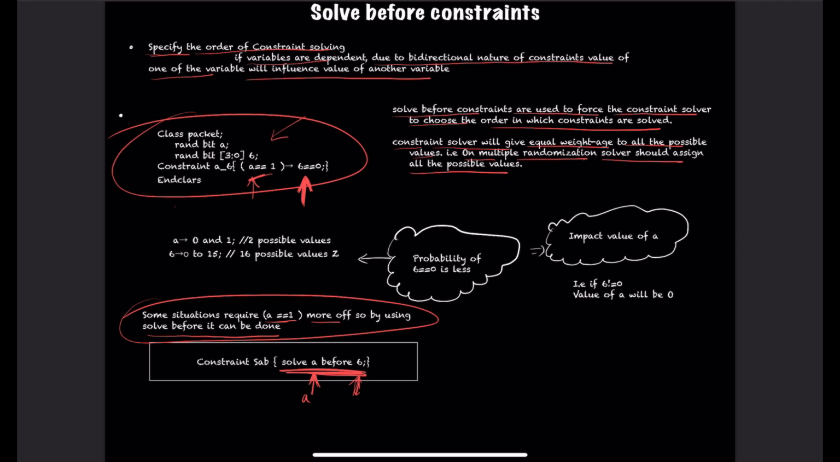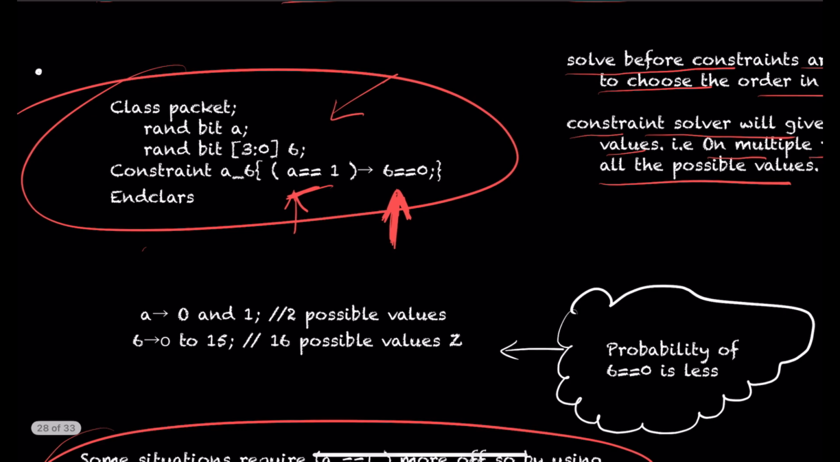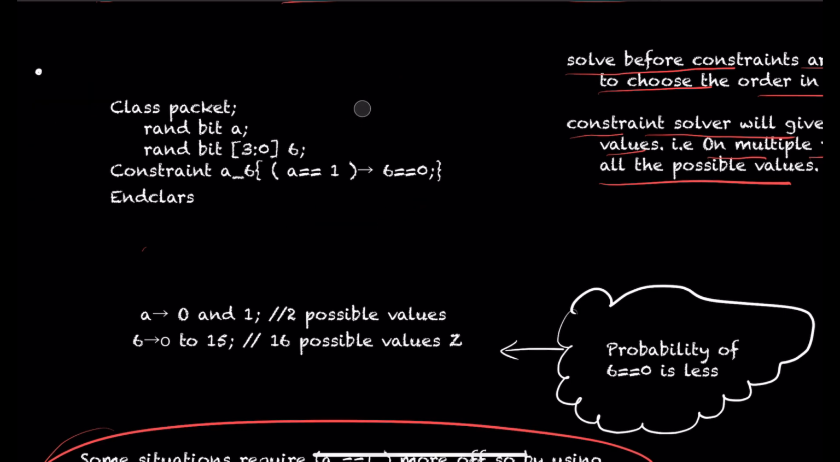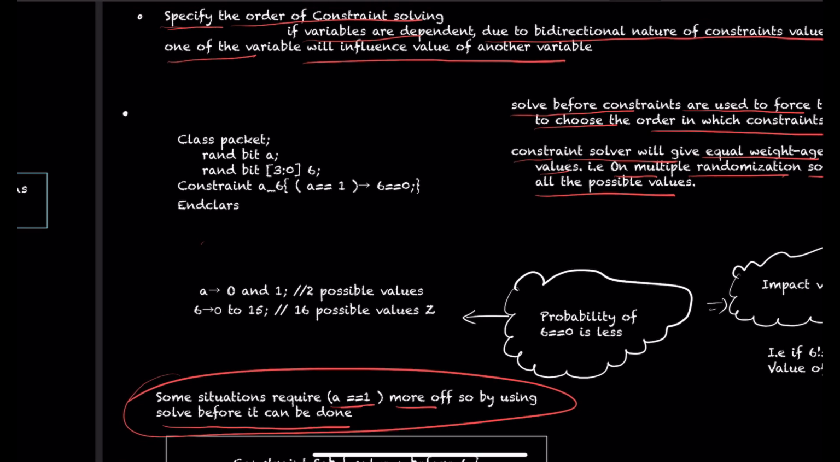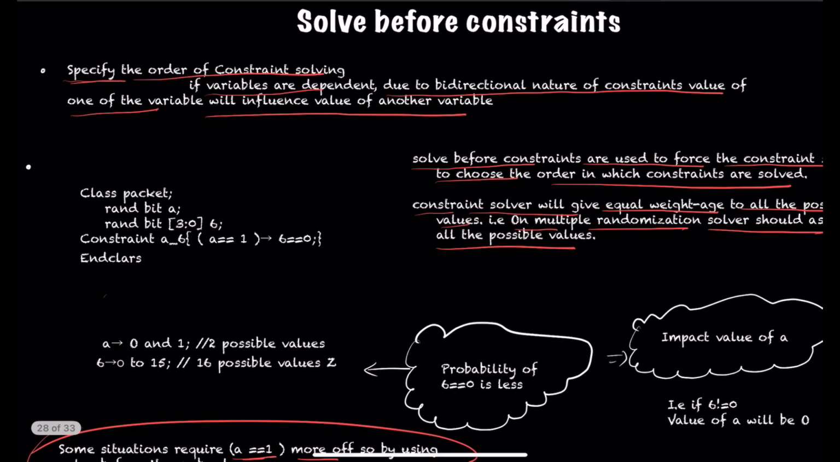So that was the concept of solve before. I'll repeat it again. Solve before will randomize A first, so that the occurrences of A equal to 1 will improve. So in short, solve before specifies the order of constraint solving.